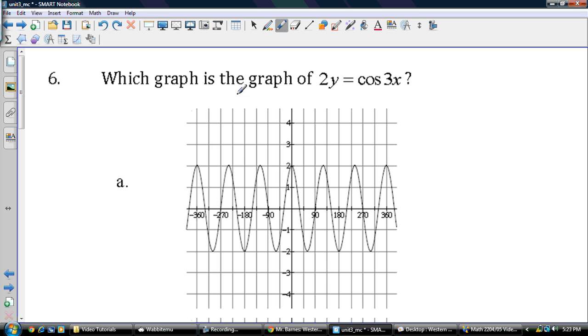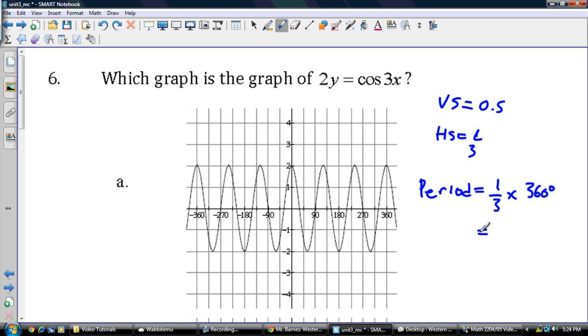Next question. There's only 10. Which graph is the graph of 2y equals cos 3x? We can get a couple of things from this. My VS is equal to 0.5. You flip that, so 1 over 2, or a half, and that's my amplitude. From this, my HS is equal to 1 over 3. That also means the period of my graph is 1 over 3 times 360, which is 120.